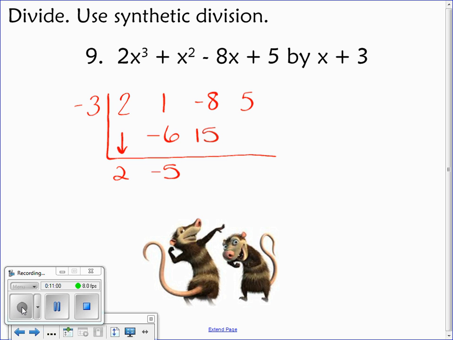-8 plus 15, 7. -3 times 7. And 5 minus 21 is -16. So this started x to the 3rd. We drop it down by 1, so this is x squared minus 5x plus 7, and then this must be my remainder. And again, the more you do these, you start flying through them. They get a lot better.